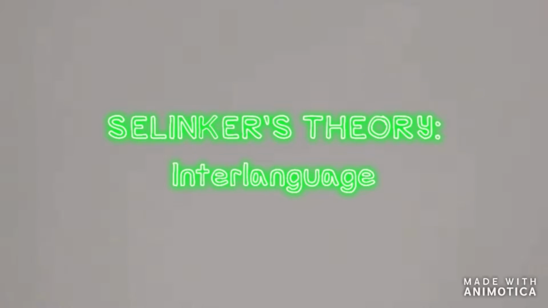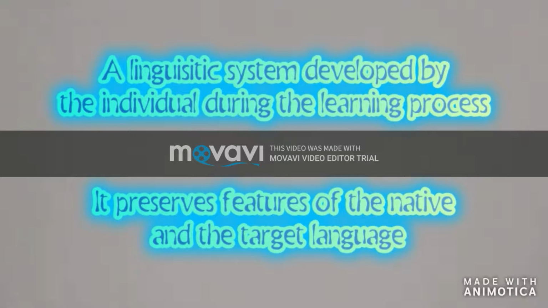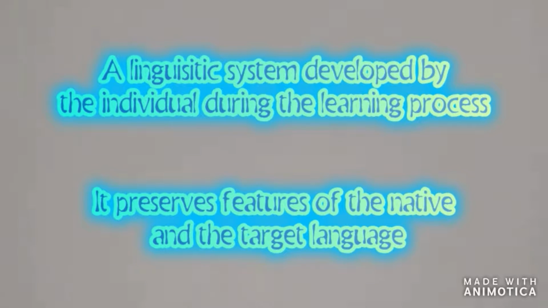According to Selinker's theory, interlanguage is a linguistic system that has been developed by the learner during the learning process. This interlanguage preserves some features of the native language and can also overgeneralize some features of the second language. That was just a quick reminder of what interlanguage is. Now we will talk about the roles of input, interaction, and context in second language acquisition.